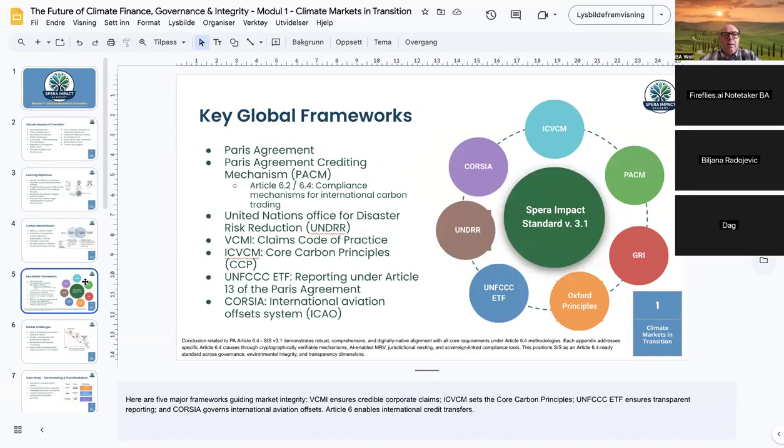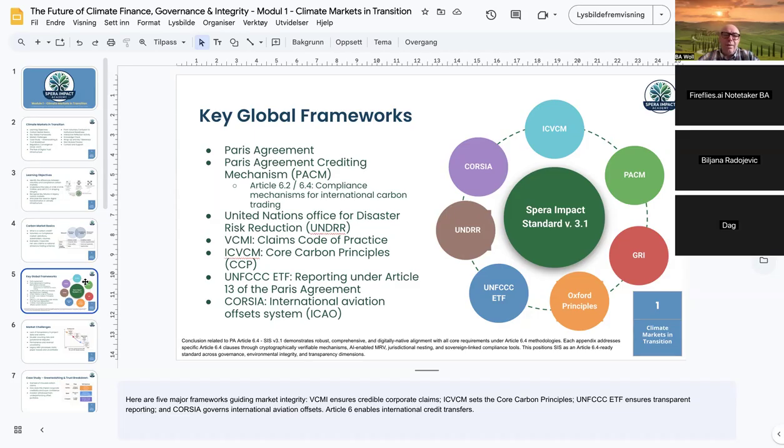If we look at the key global frameworks, it all starts with the Paris Agreement, which followed the Kyoto Agreement. And for the carbon markets there is the Paris Agreement crediting mechanism, the PACM. And in our case, what is especially interesting and is developing a lot now is Article 6.2 and Article 6.4, which are compliance mechanisms for international carbon trading, meaning selling carbon credits, for example, from Madagascar to Switzerland, and then Switzerland can sell it, for example, to some Swiss official entities.